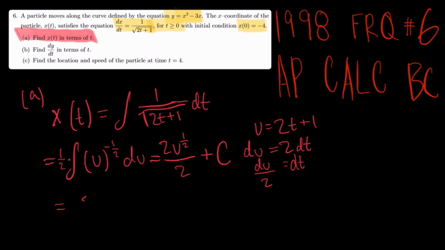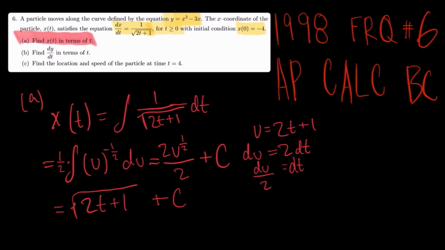So our u is 2t plus 1 raised to the 1/2 power, which would be the square root, and then plus c. Now let's solve for c.